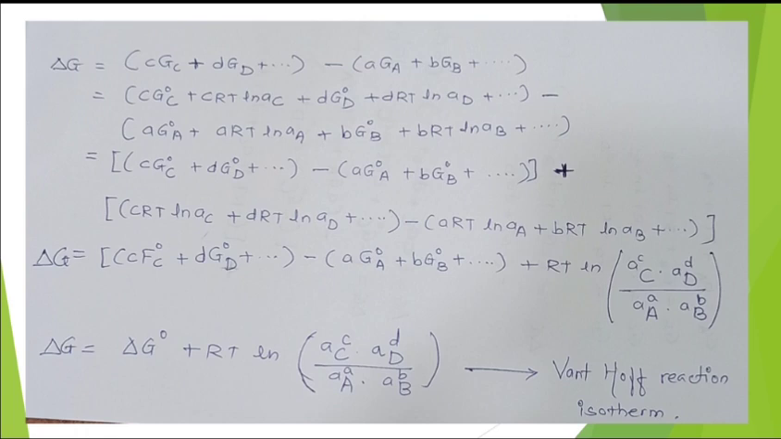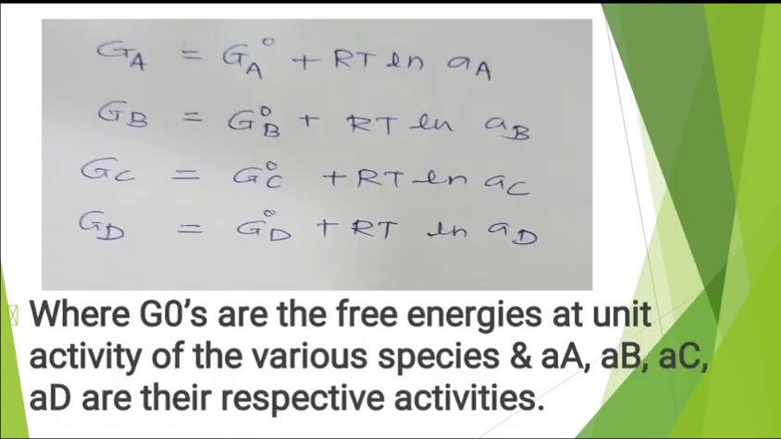Therefore, delta G is equal to c G standard C plus cRT ln of a_C. So this is equation number 3 we are writing here. See, this is our equation: G_C is equal to G standard C plus RT ln of a_C. Here there is a suffix c, so just write down c G_C.